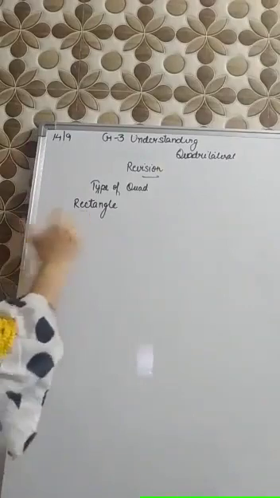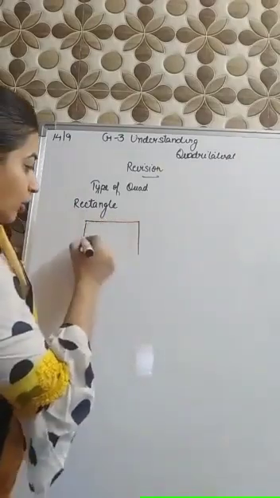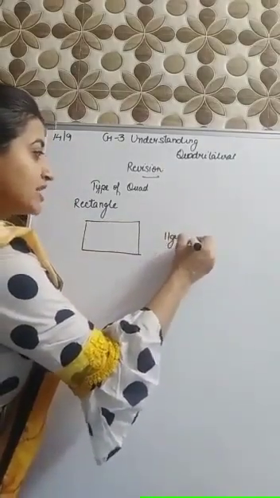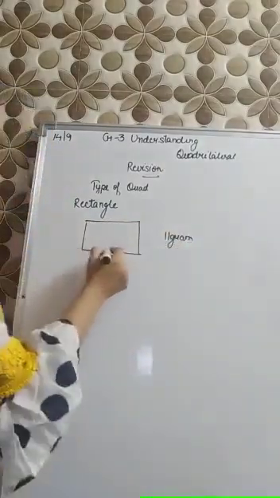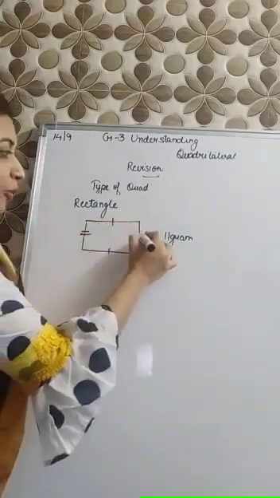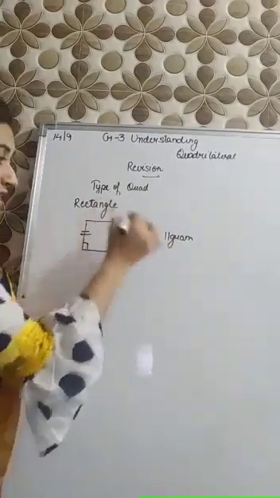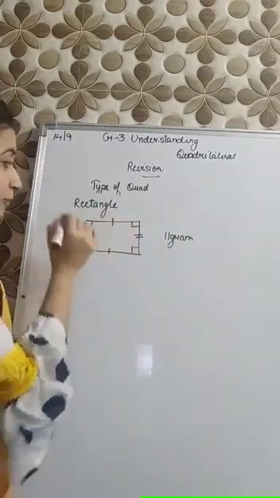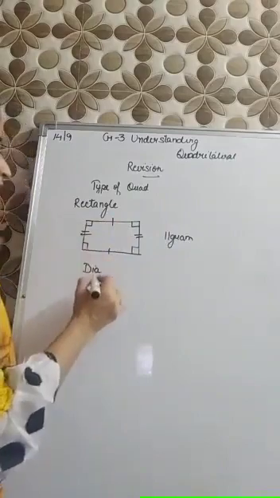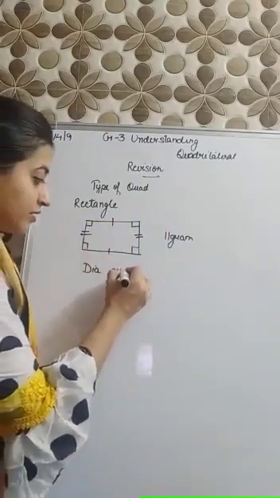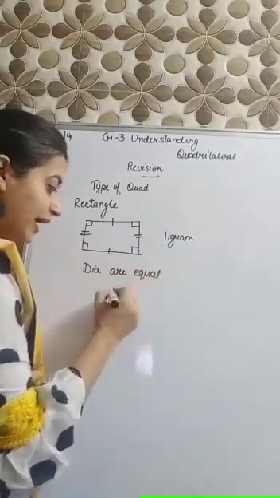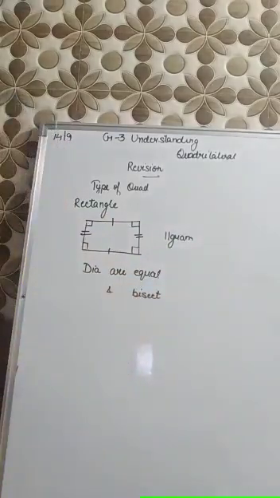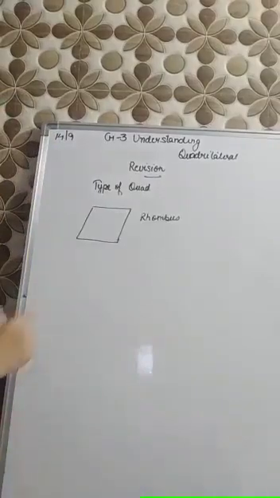Next is rectangle. Rectangle is also a type of a parallelogram which satisfies all the properties of parallelogram. Opposite sides are parallel and equal. Opposite angles are equal. Opposite sides equal, and all angles equal to 90 degree. And the property related to diagonal is its diagonals are equal and bisect each other, but they don't bisect each other at 90 degree. Next is rhombus.